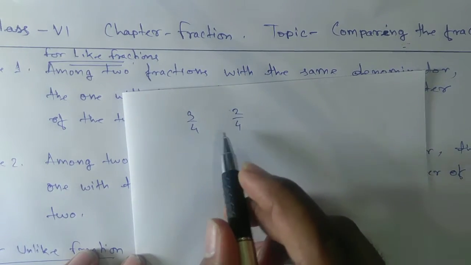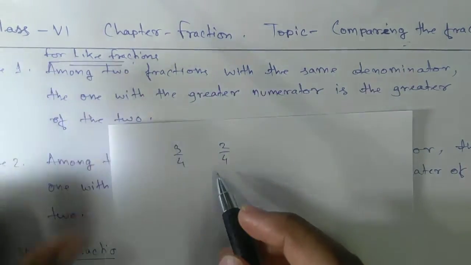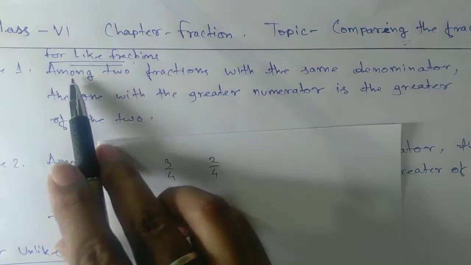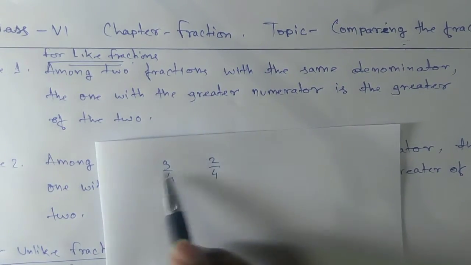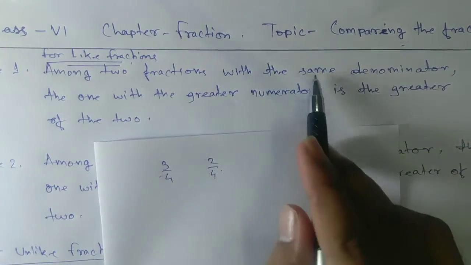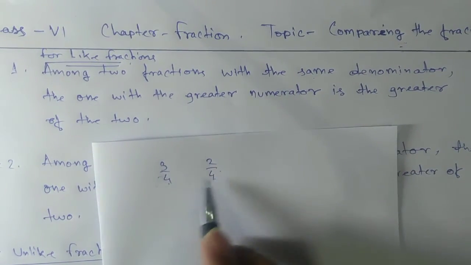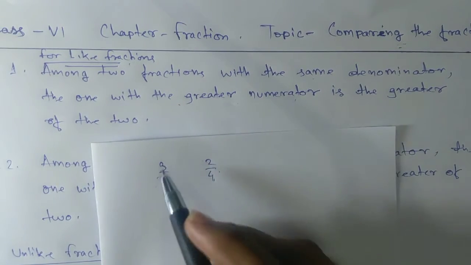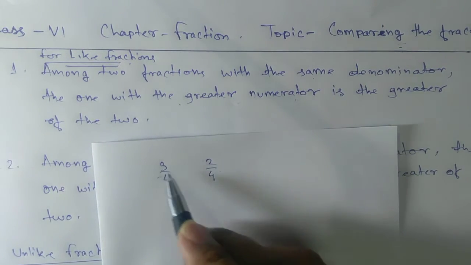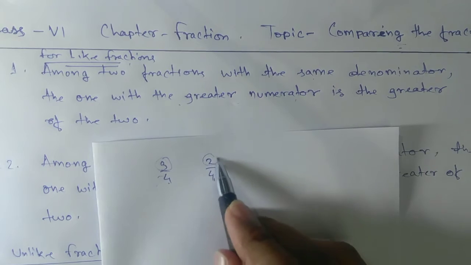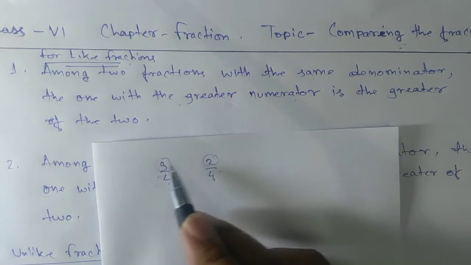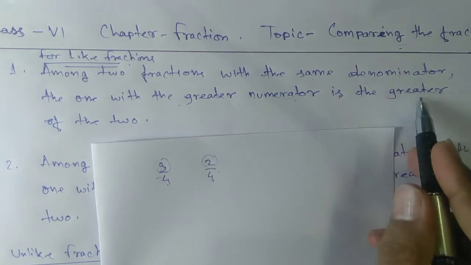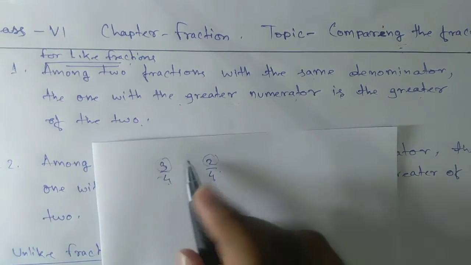Now if I ask you to compare these two, which one is bigger? Rule number 1 says that among two fractions with the same denominator, the one with the greater numerator is the greater of the two. Here the denominator is the same. This is your numerator and this is your numerator. Now which is greater? This one is greater.